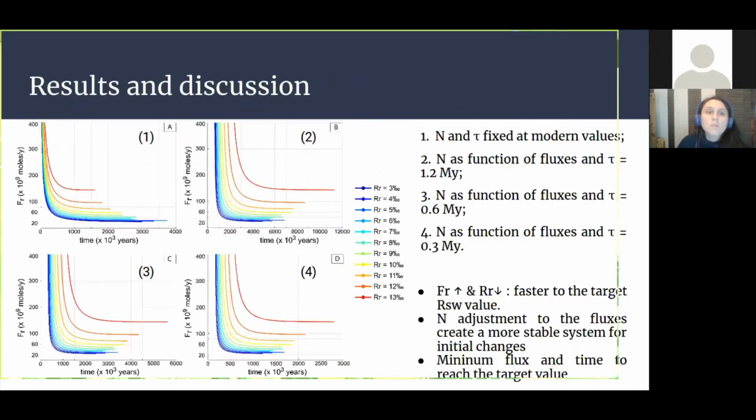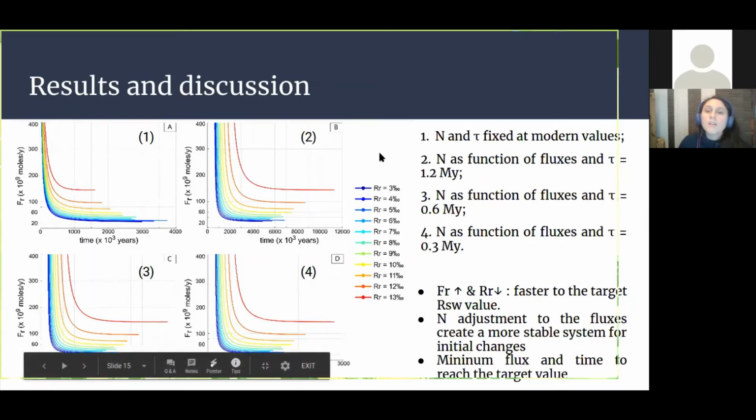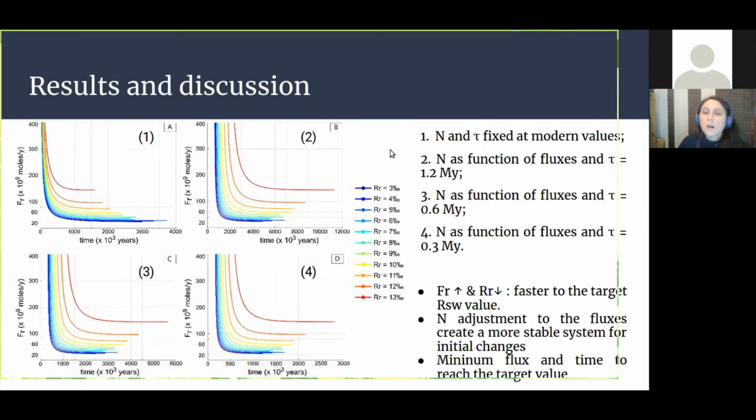So here are some results that we have. This figure over here shows the relation between the riverine flux and the time for the different simulations, for the different scenarios. And the color here shows the simulation using different riverine ratios. So what we can first see is that as the riverine flux increases, combined with a low riverine ratio, we achieve the target seawater ratio values faster.